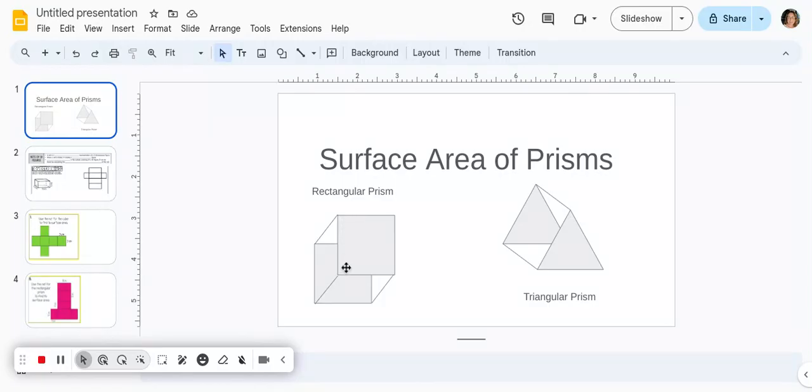And we know it's a rectangular prism because we can see the base is the shape of a rectangle, and a triangular prism. A triangular prism, of course, the base is shaped like a triangle. A prism is a 3D shape, and we use their nets in order to find the surface area.